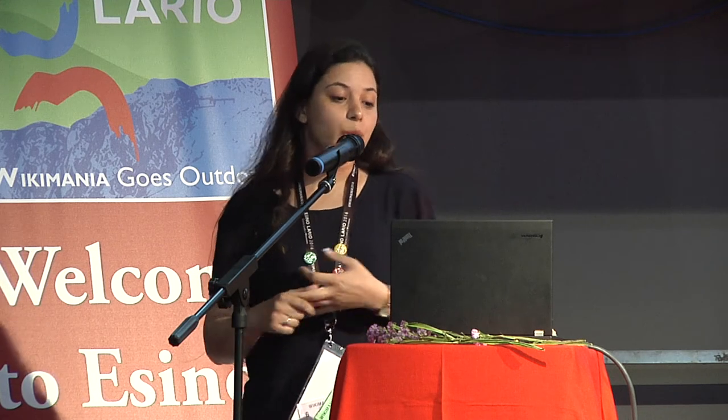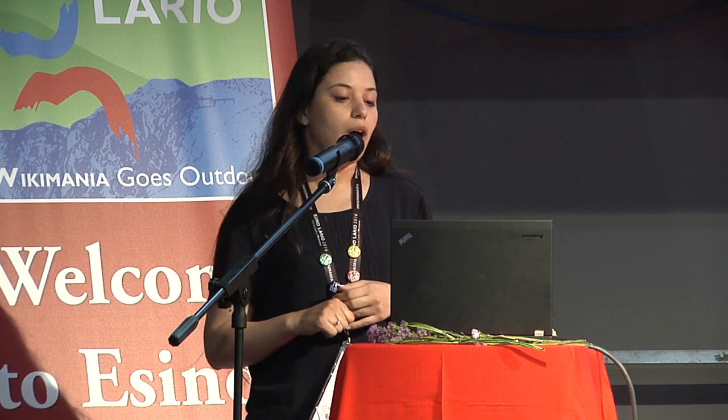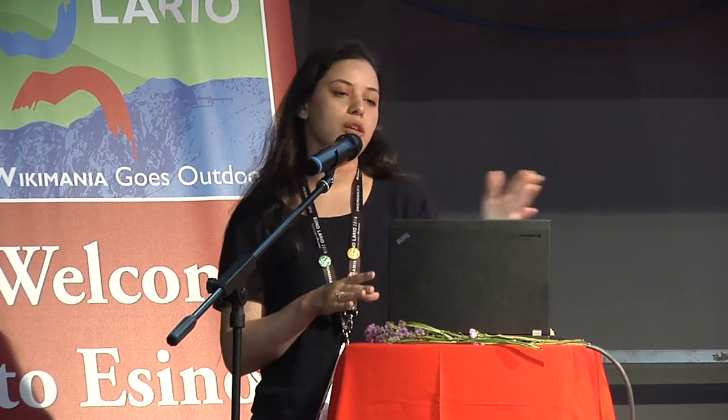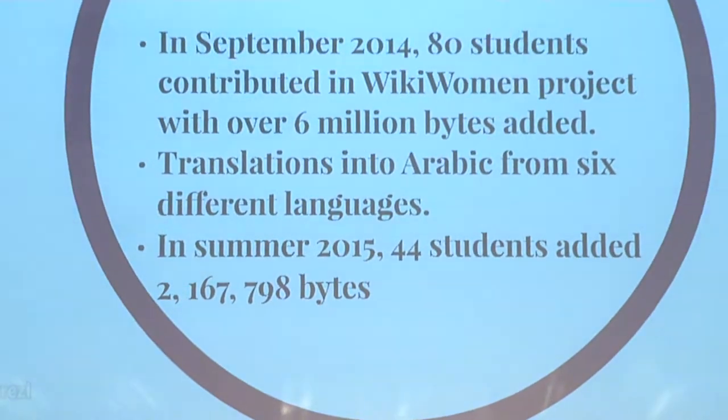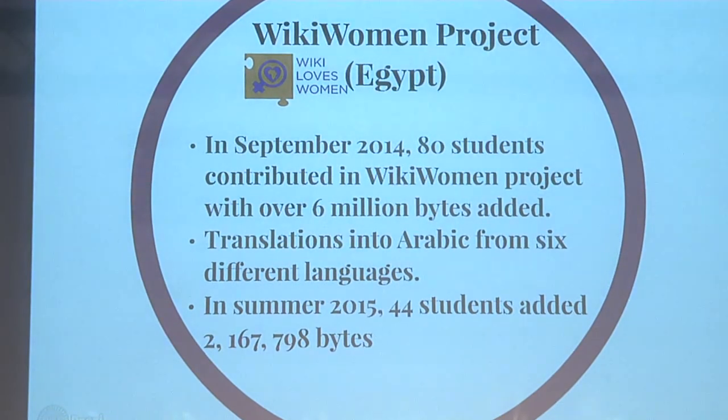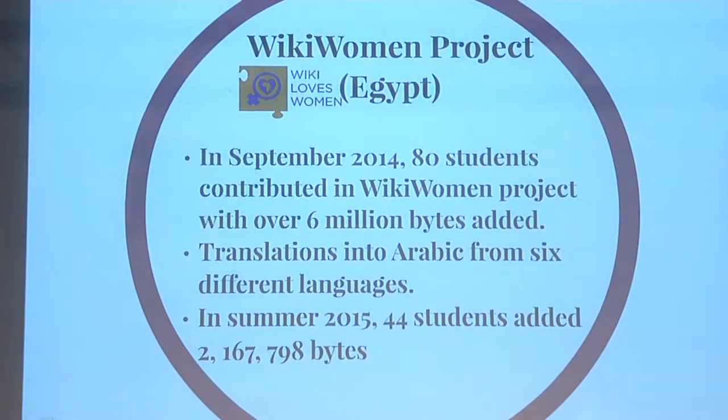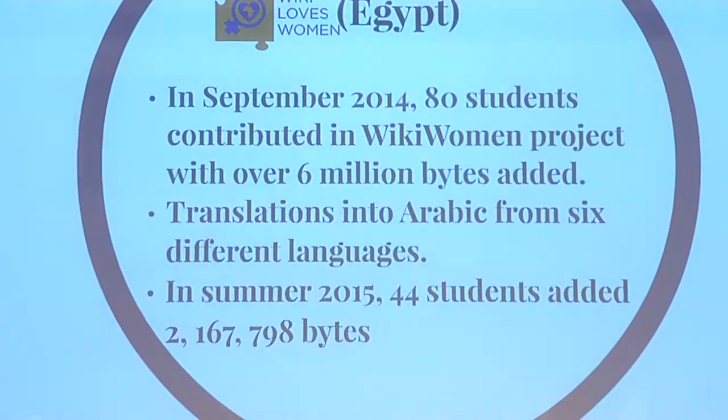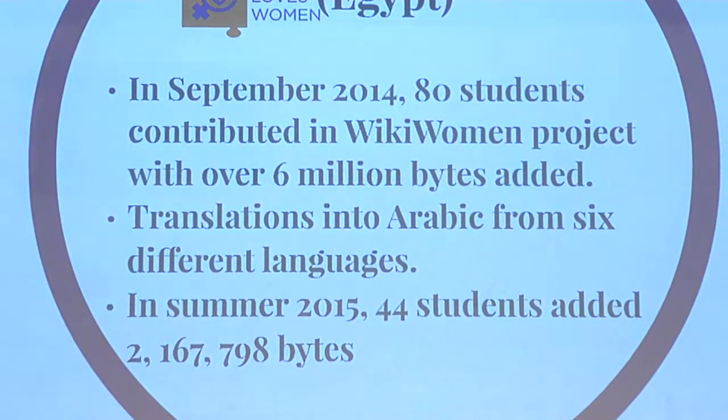So the first project is the Wiki Women Project. It's in Egypt. It's part of the Wikipedia education program. As I told you in the beginning, we aim to help and encourage students in universities and schools to translate. So Wiki Women is a global initiative started years ago, and we started this in Egypt only 2 years ago. We translate articles about women from whatever language into Arabic to make women well known and to increase the content of Arabic articles about women.